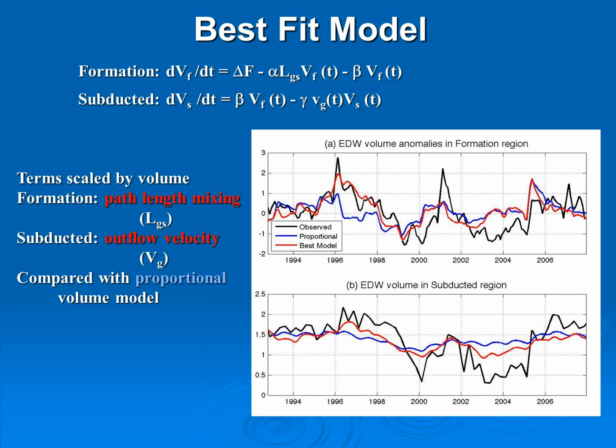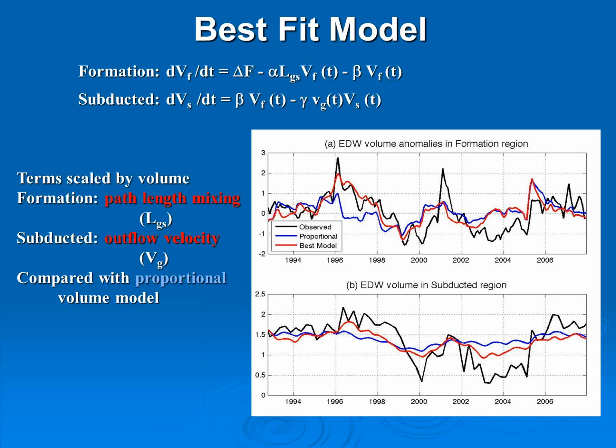So the plot here shows you the comparison of two different models. The red line here for the formation region indicates that we're including the Gaussian path as a proxy for mixing, and the blue line is when we use results not including the Gaussian path, just to give you an idea of how this improves the model.